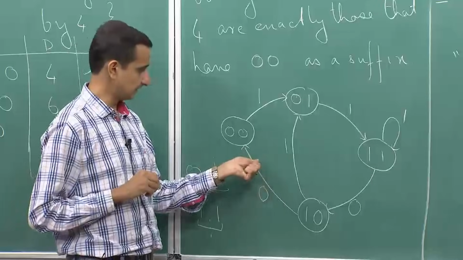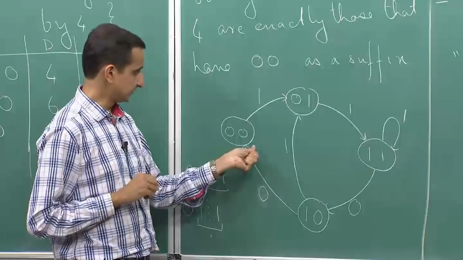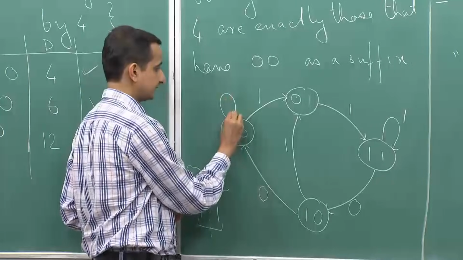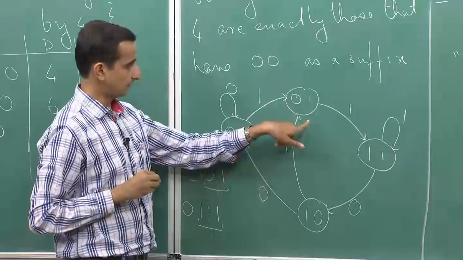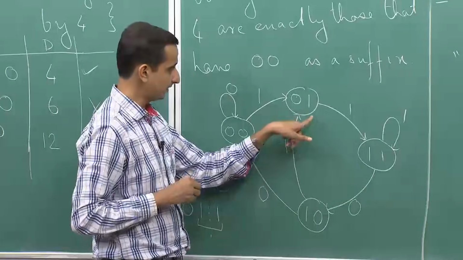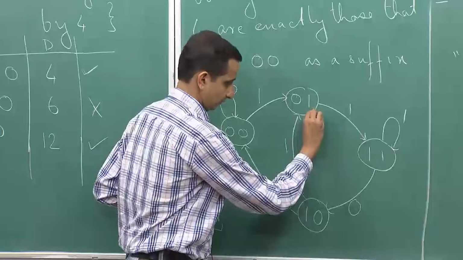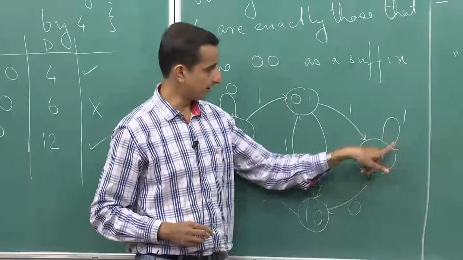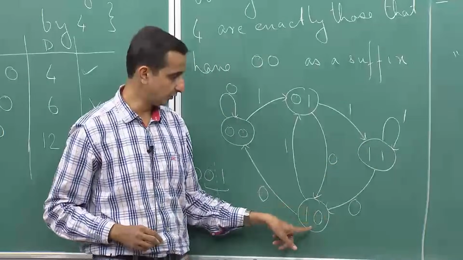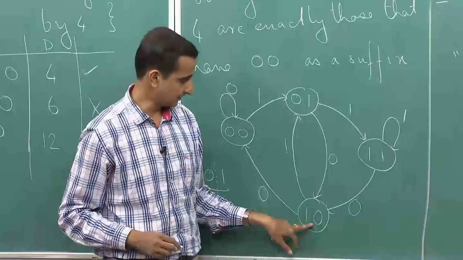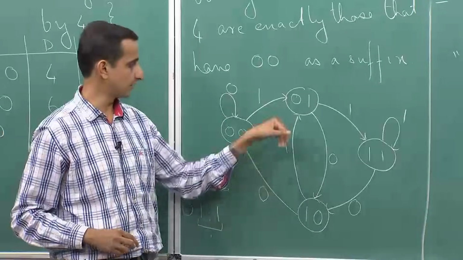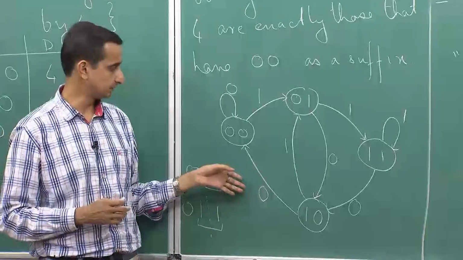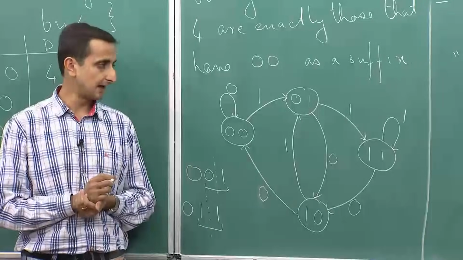So what are the other possibilities remaining? Let us go through each of the states. From 0 0 if I see a 1, I go to 0 1. From 0 0 if we see a 0, we stay at 0 0. From 0 1, if we see a 1 we go to 1 1, and if we see a 0 we go to 1 0. From 1 1, if we see a 1 we stay at 1 1, and if we see a 0 we go to 1 0, and from 1 0 if we see a 0 we go to 0 0, and on a 1 we go to 0 1. These are all the possibilities that can happen.